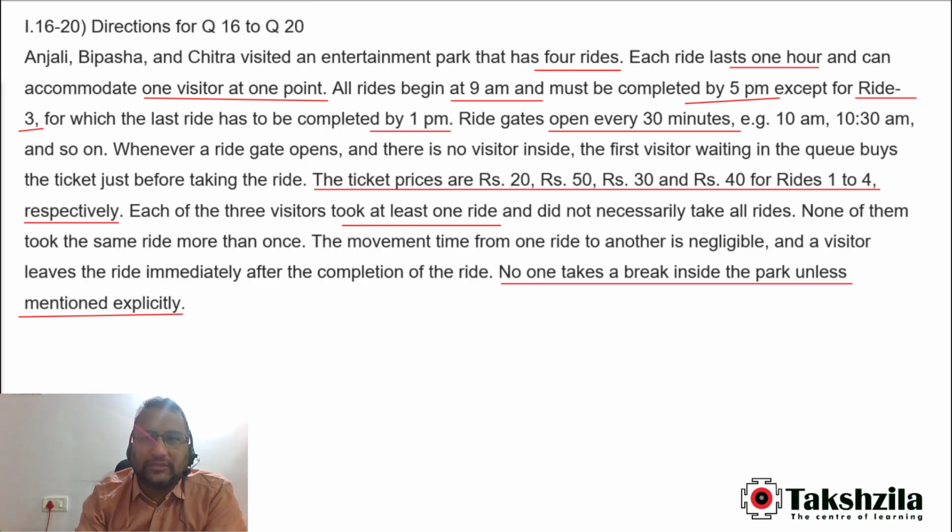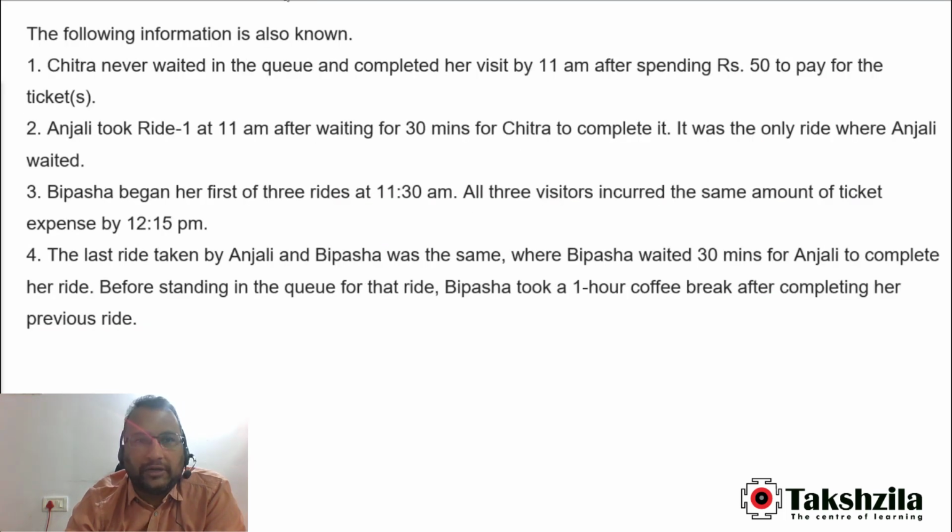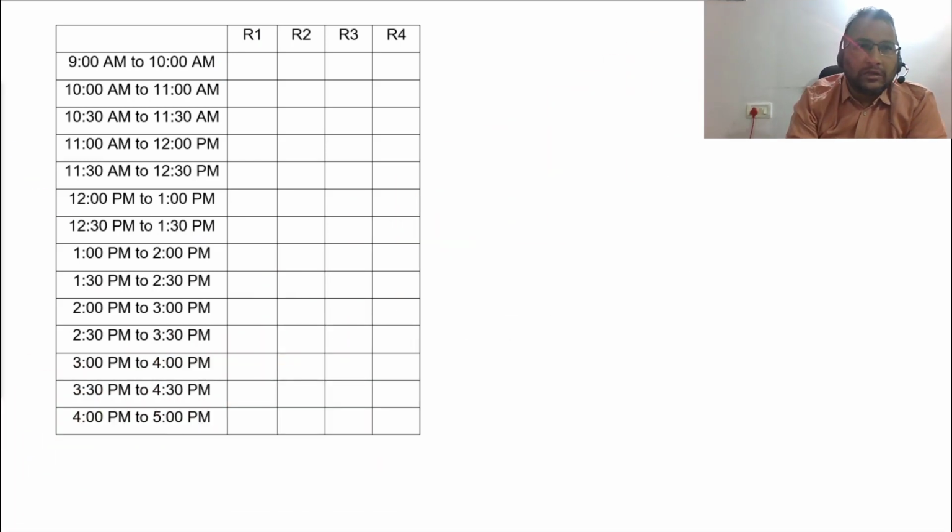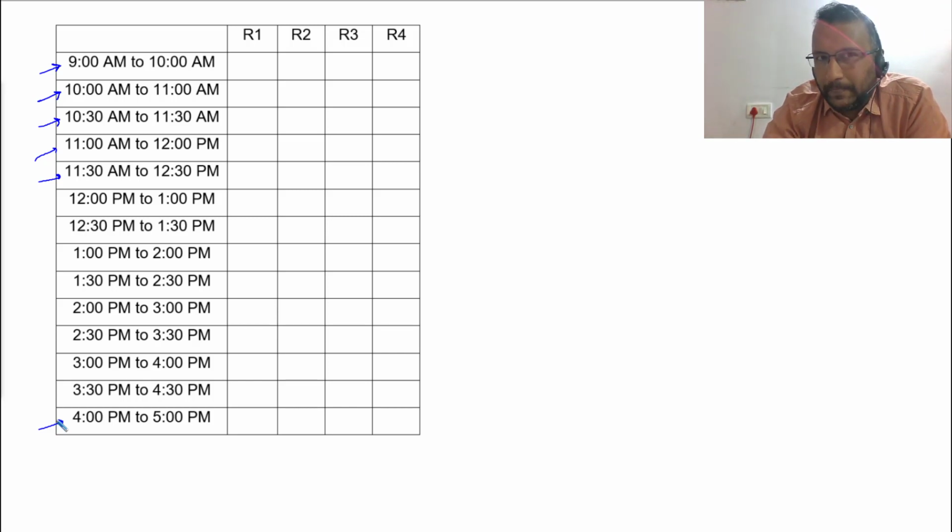So let's start solving this. To solve this, we need to make a table. The gates open at 9 o'clock. The first ride is going to be 9 AM to 10 AM. And the gates open every 30 minutes starting from 10 AM. The next possible slot is 10 AM to 11 AM, then 10:30 AM to 11:30 AM, then 11 AM to 12 PM, then 11:30 AM to 12:30 PM. Likewise, the last slot is 4 PM to 5 PM. So this is how we can form the table.